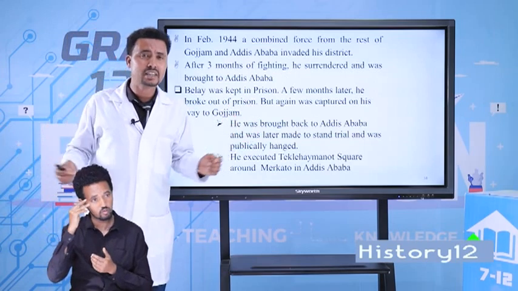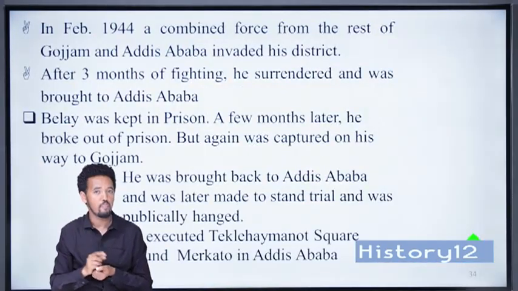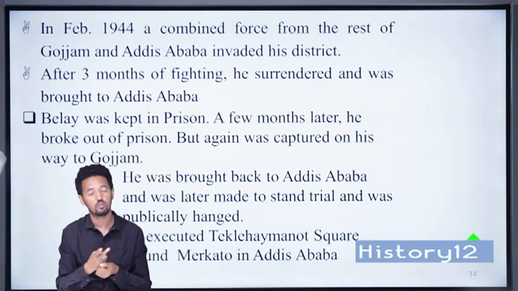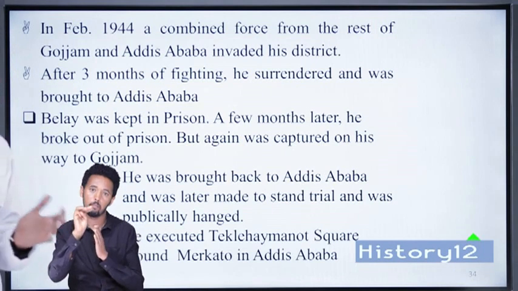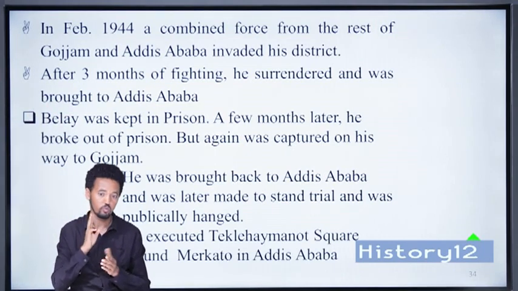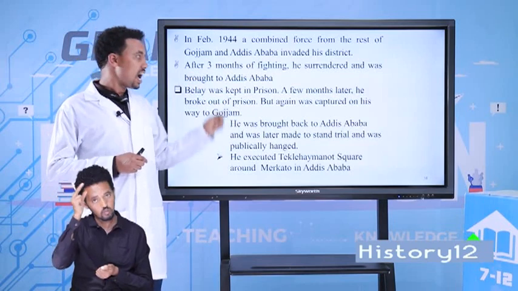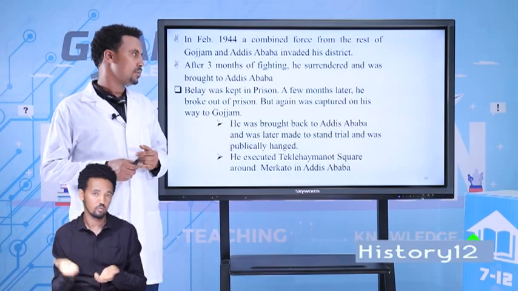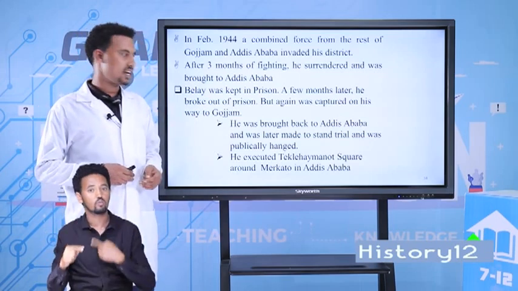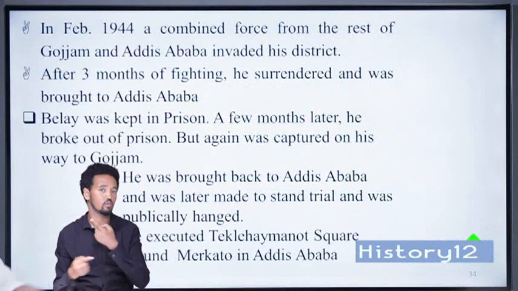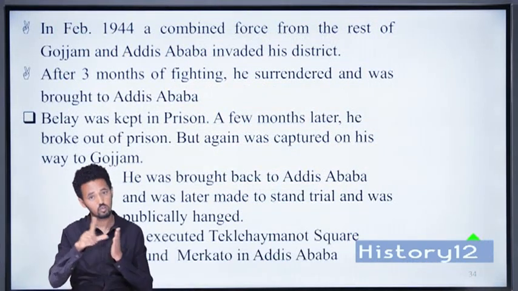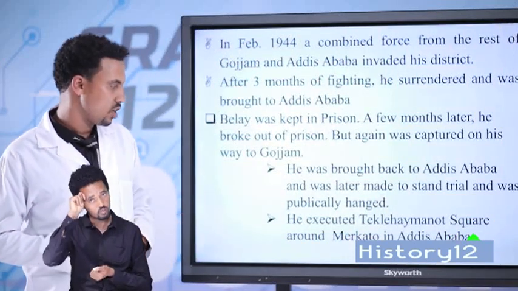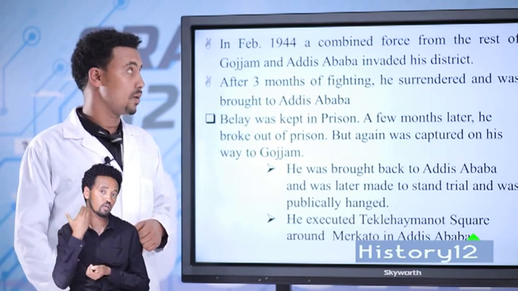Then, in February 1944, a combined force from the rest of Gojam and Addis Ababa invaded his district. After three months of fighting, he surrendered and was brought to Addis Ababa. Belay was kept in prison. A few months later, he broke out of prison, but he was captured again on his way to Gojam. He was brought back to Addis Ababa, made to stand trial, and publicly hanged. He was executed at Takla Haymanot Square around Mercato in Addis Ababa.